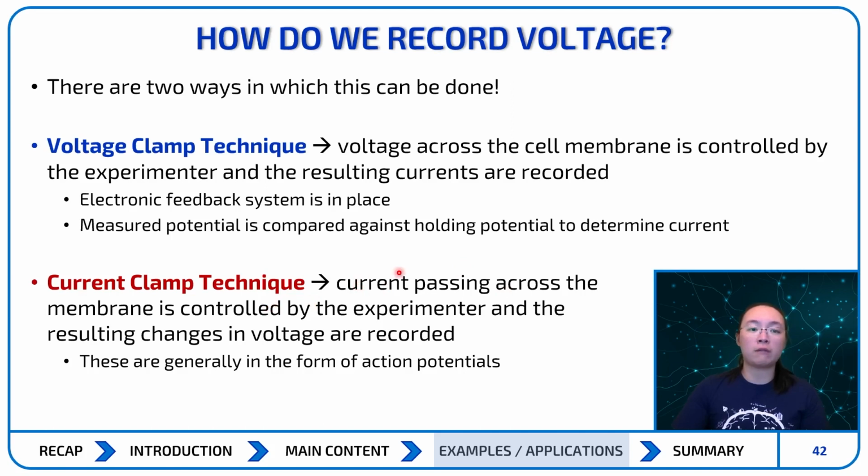This is when you have a current passing across the membrane, and that current is controlled by us, the experimenter, and the resulting changes in voltage are recorded. These are generally in the form of action potentials that we want to record because we've sent a current through the neuronal membrane.